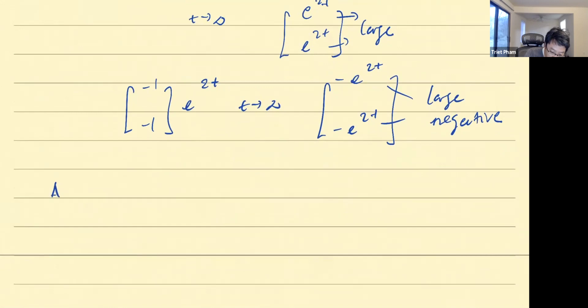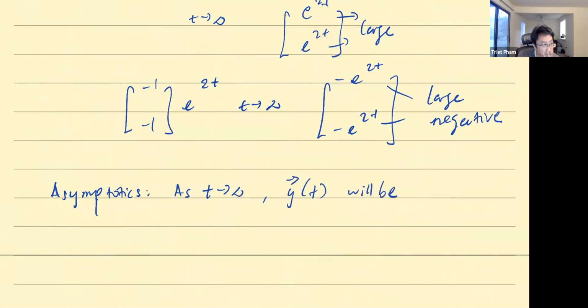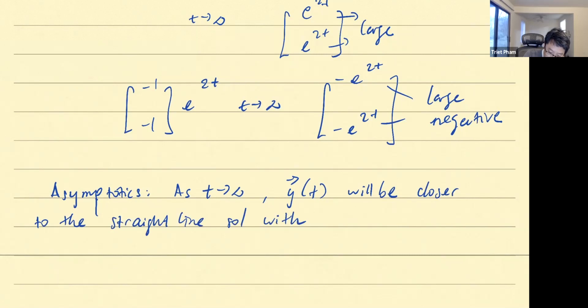So the asymptotics here is this. It's quite simple. As t goes to infinity, as time goes on, y(t), the solution, will be approximating, or will be closer and closer to, the straight line solution with the larger eigenvalue. That's it. And I hope that's clear.